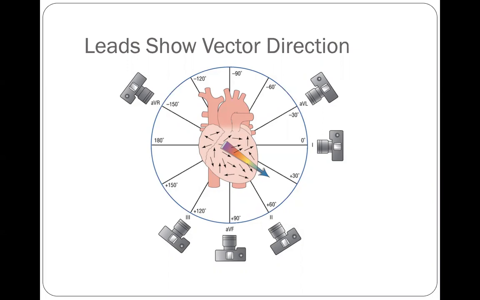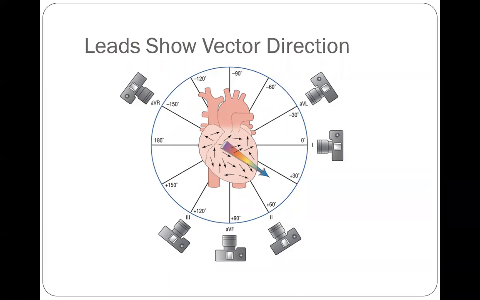So lead 1 is at 0 degrees. Lead 2 is at positive 60. Lead 3 is at positive 120. AVR is at negative 150. AVL is at negative 30. And AVF is at positive 90.